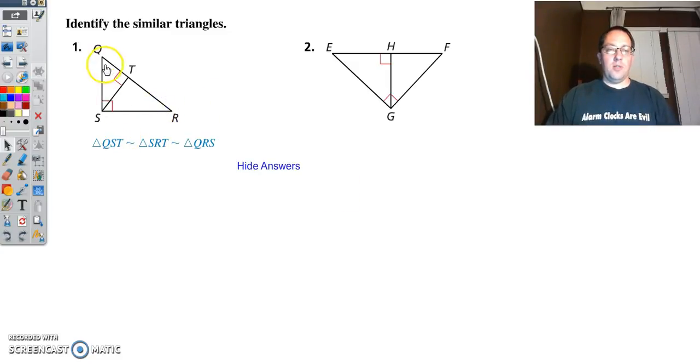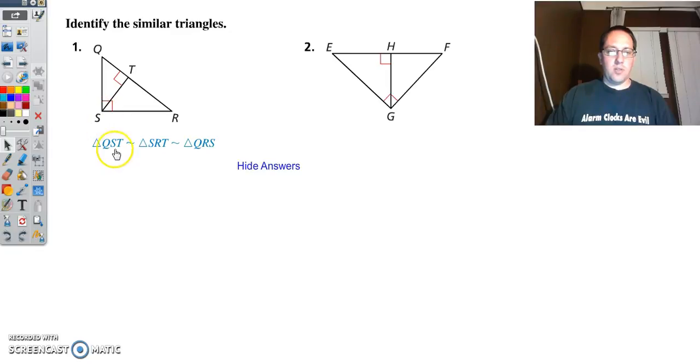For triangle 1, it should be triangle QST is similar to triangle SRT, similar to triangle QRS. You might have these in slightly different order, but Q in the small triangle corresponds to S in the middle triangle, which corresponds to Q in the large triangle. All right. S, this is the easy one. This is all the right angles.